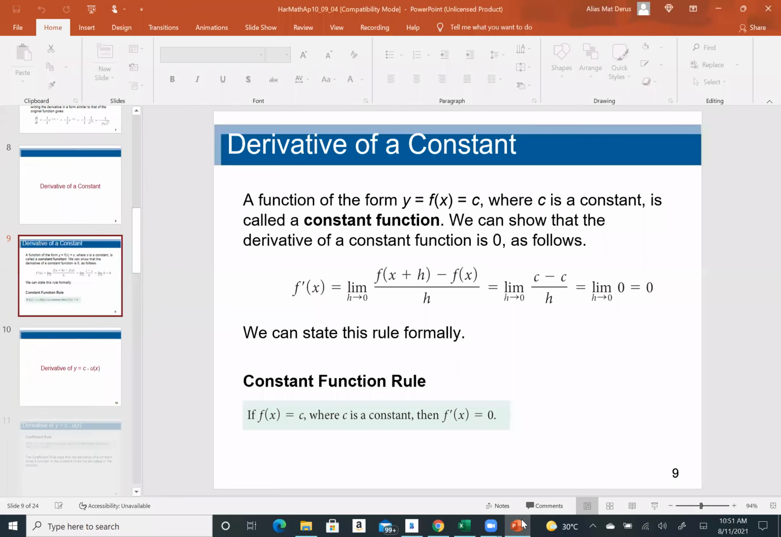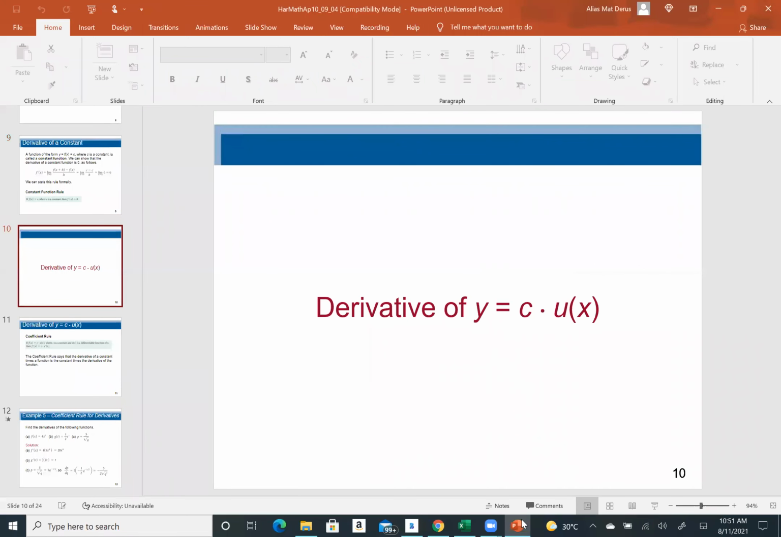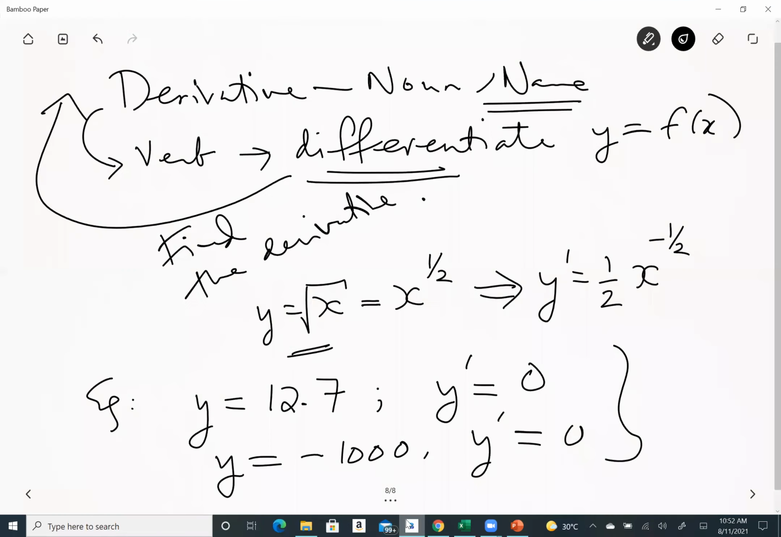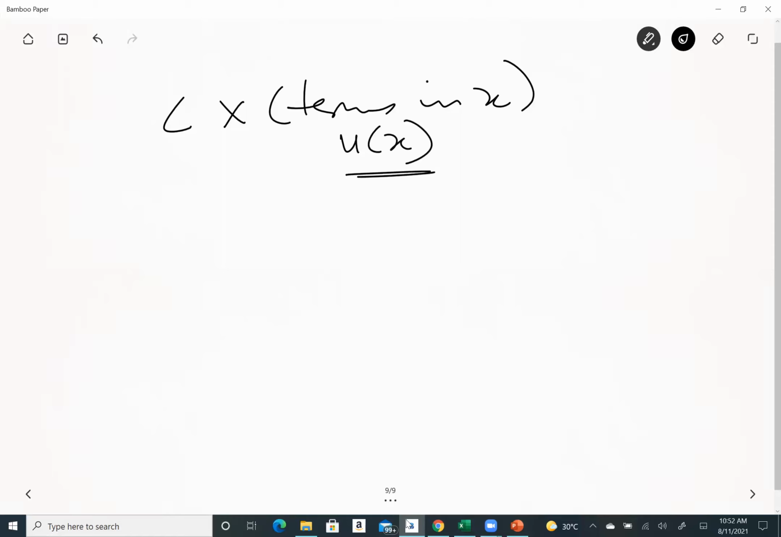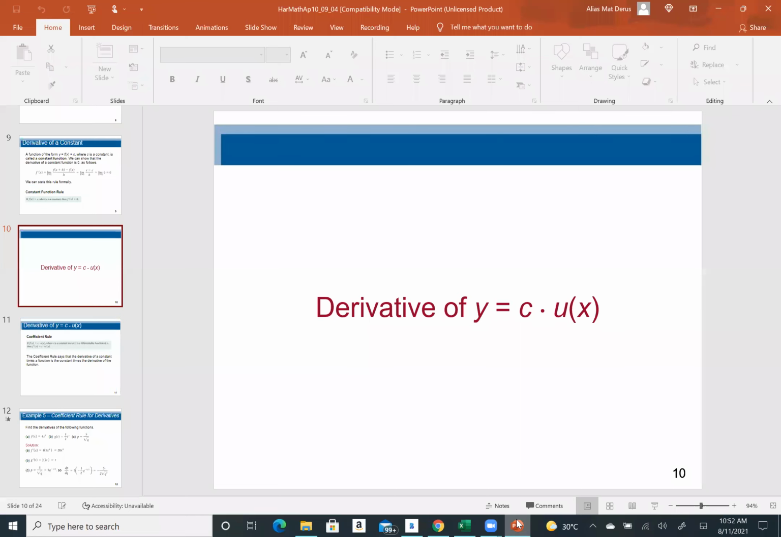Next. Okay, if I have, what do we call this? We call it coefficient rule. You have a coefficient, a number, c, multiplied by some function of x. You think of u of x, terms in x. So you have here a constant multiplied by what? Some terms in x. Or they call it u of x. So how do you do the derivative? Okay, this is the rule.